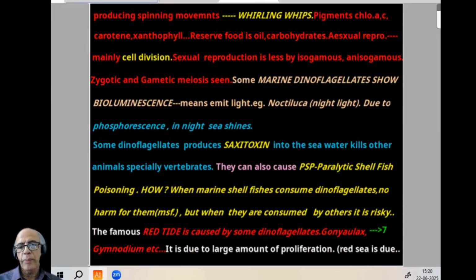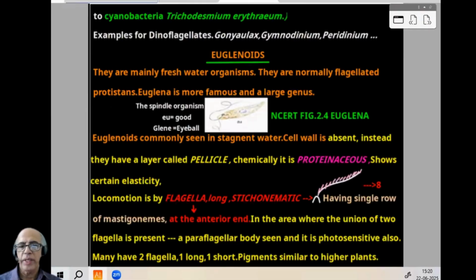And in cyanobacteria, you may be remembering a term, Red Sea. So Red Sea is different. That is caused by a cyanobacterium, Trichodesmium erythraeum. Red tide is caused by dinoflagellates. Red Sea is caused by cyanobacteria. Examples for dinoflagellates: Gonyaulax, Gymnodinium, Peridinium, etc. Now comes the next group, euglenoids.